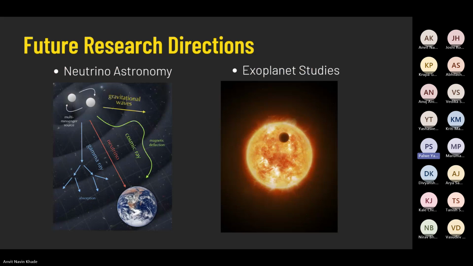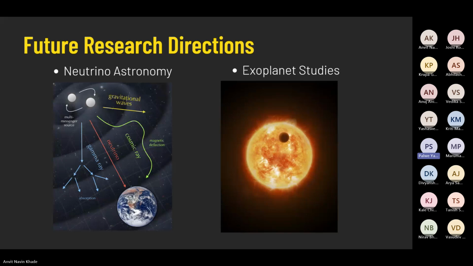Neutrinos are nearly massless particles that rarely interact with matter, making them challenging to detect but invaluable for studying astrophysical processes. They provide unique information about phenomena such as supernovae, black holes, and the sun's core. Neutrino observatories like IceCube at the South Pole and the upcoming KM3NeT in the Mediterranean Sea are leading this field.